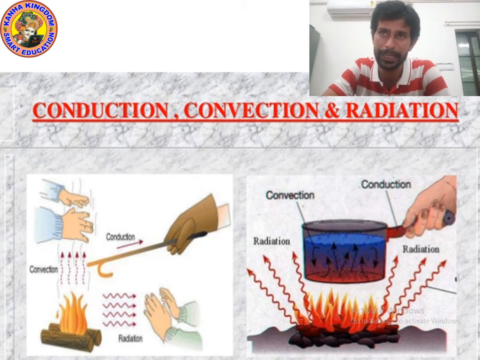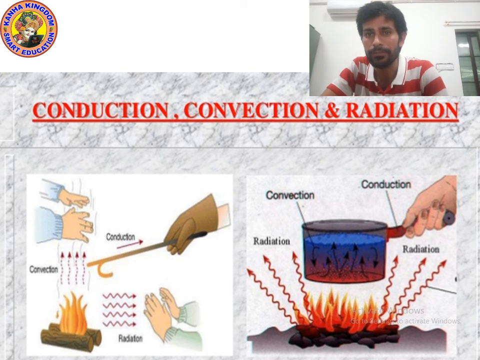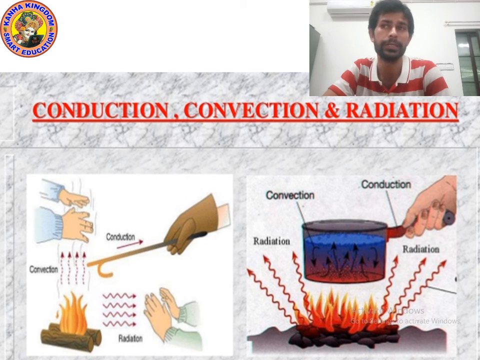And if you bring an iron stick near the flame, it will become warm. It means it is showing conduction. And at the lower side, in the corner of the flame, the side is not much hotter. That's why it is representing radiation.